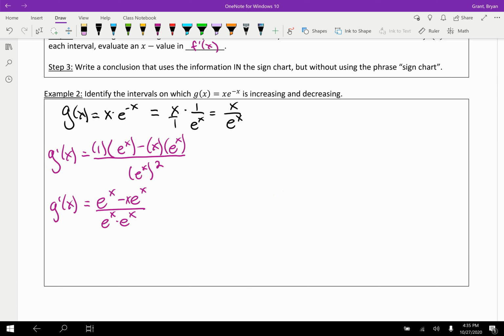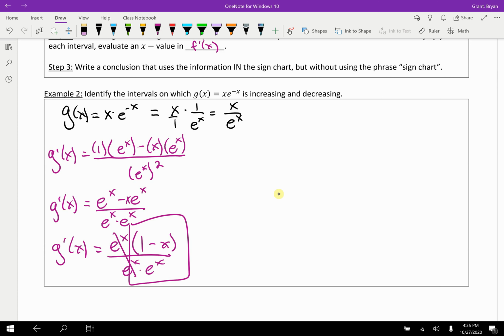So I think maybe one or two more steps here. We can factor out an e to the x. That leaves me with 1 minus x divided by e to the x times itself, and these guys cancel. So it looks like g prime of x is 1 minus x over e to the x. Okay, next step, if we want to identify increasing, decreasing, we need to find our critical points. So critical points occur at two places. They occur where g prime of x equals 0.